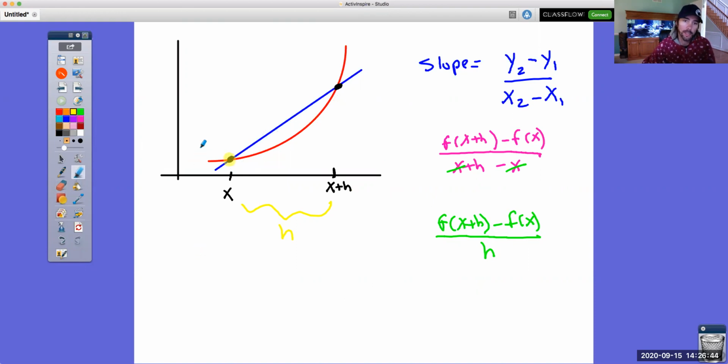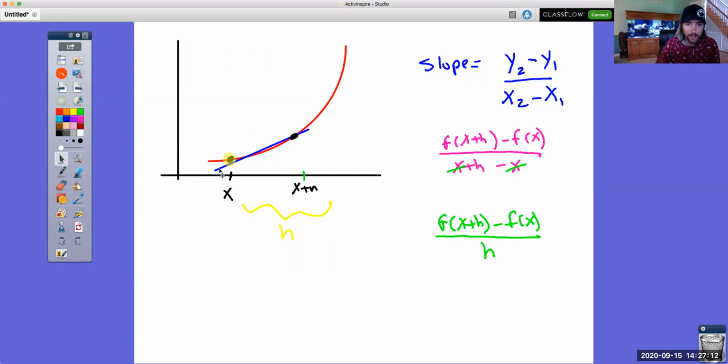So what if I did this? Rather than my secant line going as far to the right as I went, I bring it a little bit closer. So I shrink down my x plus h distance. So instead of being all the way to the end of the function, maybe it's only halfway. I'm still trying to estimate the slope at x.